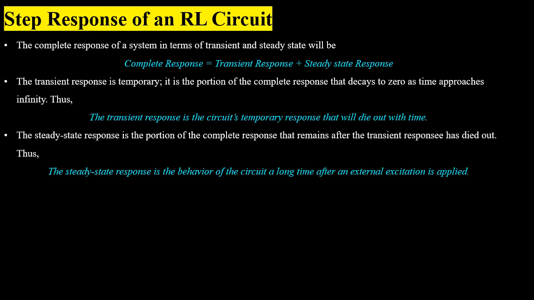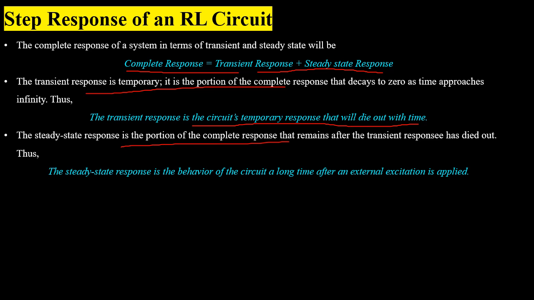The total response of the circuit can also be analyzed as a sum of transient response and steady state response, where transient response is a temporary portion of the complete response and it decays to 0 with time, where the steady state response is a portion of the total response which remains after the transients are died out, or the steady state response is the behavior of the circuit a long time after an external excitation is applied.